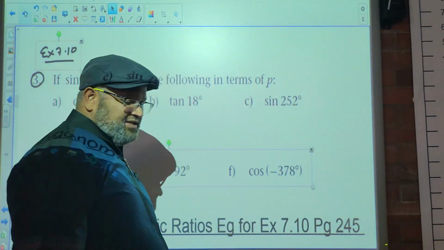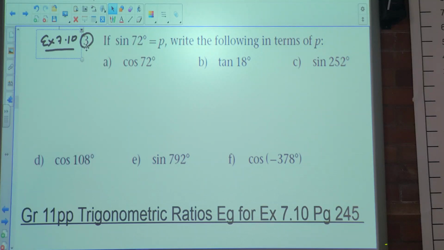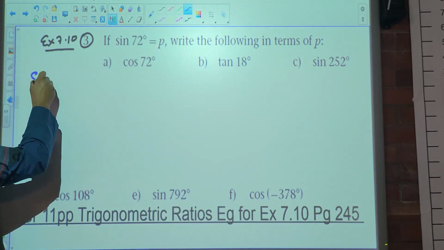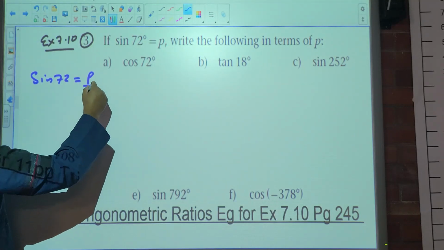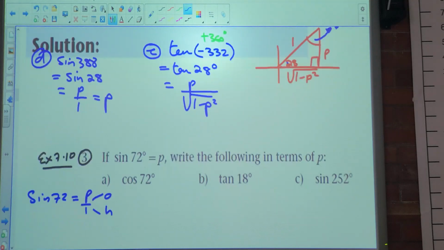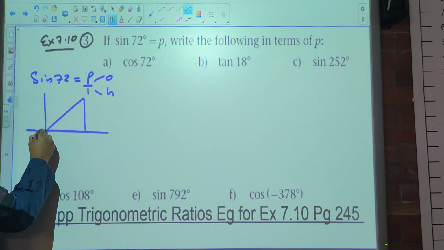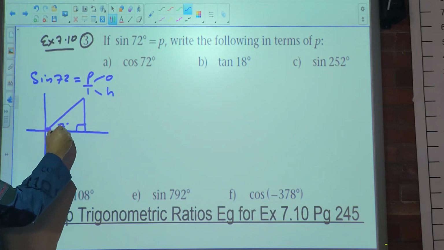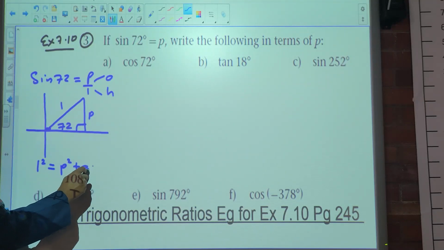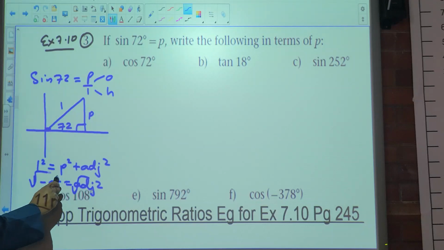We are told that if sine of 72 is equal to p, write the following in terms of p. Where do I start? I start by saying sine of 72 is equal to p over 1. What does sine stand for? Opposite over hypotenuse. Which quadrant is that? First quadrant. So this is 90, this is 72. Sine is opposite, which is p over 1. How do I get the third side? Pythagoras. So 1 squared is equal to p squared plus your adjacent side squared. So 1 minus p squared is equal to your adjacent side squared. Your adjacent will be the square root thereof.